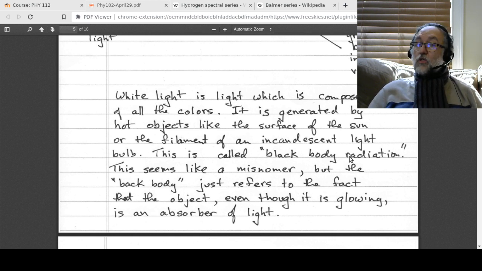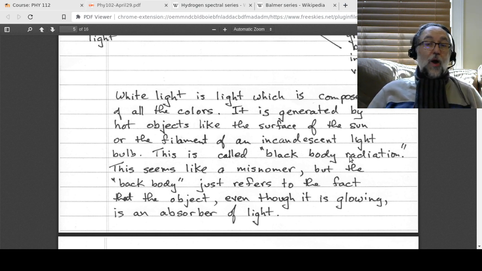Okay, so this is known as black body radiation, and again, it's just because the surface of the sun, if it were cool, would be opaque. It would not be transparent to light. Okay, and it's the heat of the surface of the sun which is causing it to glow at that particular temperature that is white light.